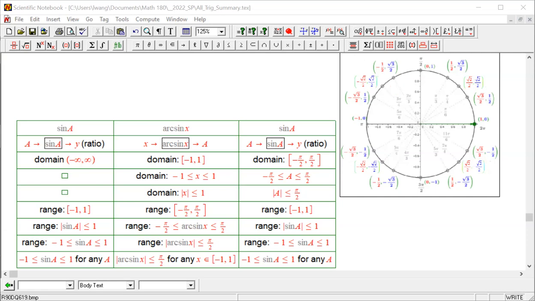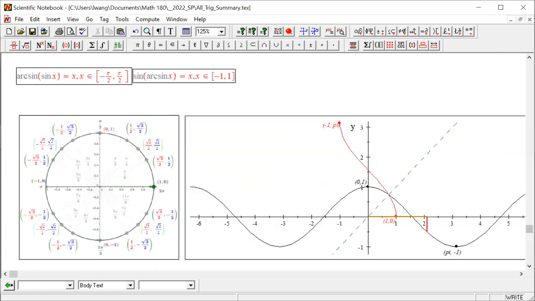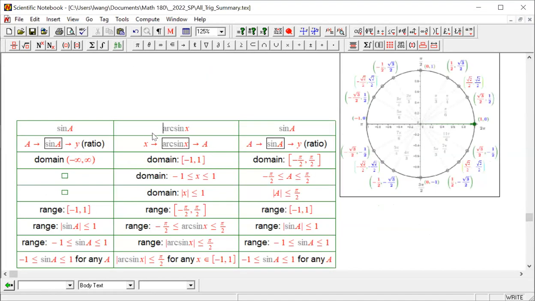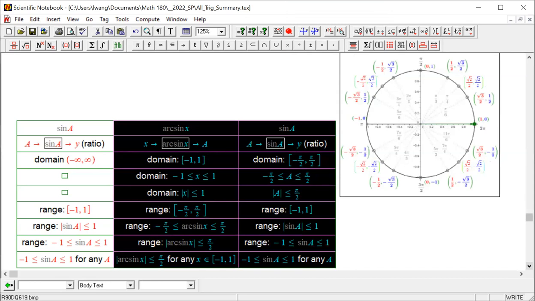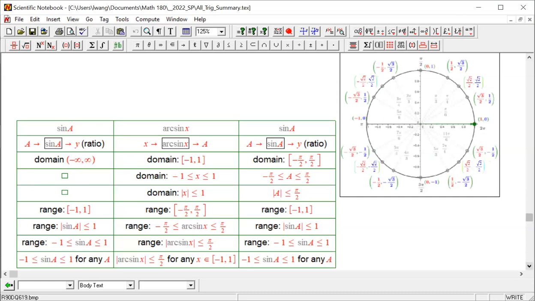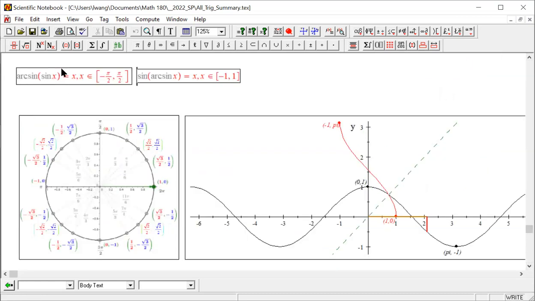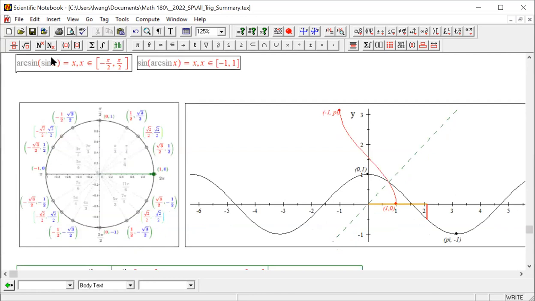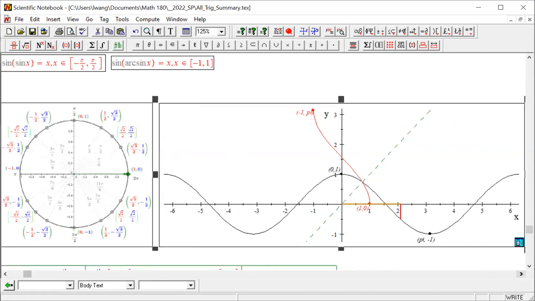With that said and done, because these two are inverse to each other, we got some shortcuts for composition. If you have any questions, please refer to those lessons titled composition of sine and arc sine. For cosine and arc cosine, we've done the same thing again, so we repeat the same theme.